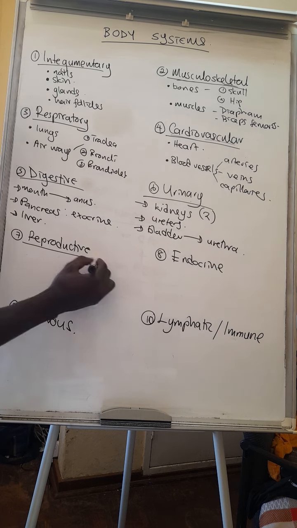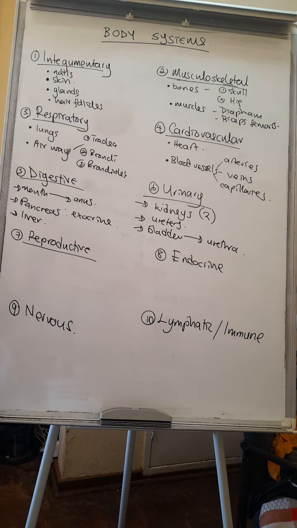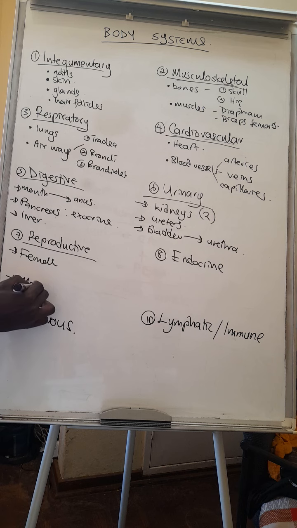Then we have the reproductive system. From the word reproduction, we need to produce one of our kind. So the reproductive system can be divided into a female reproductive system and a male reproductive system, that will be studied separately.